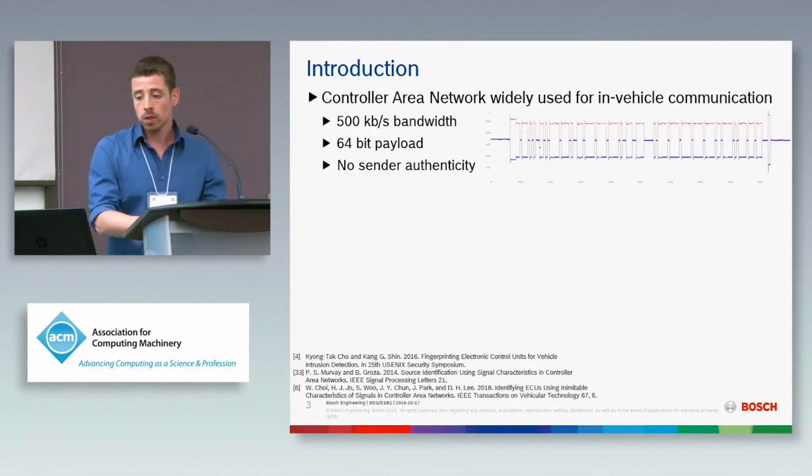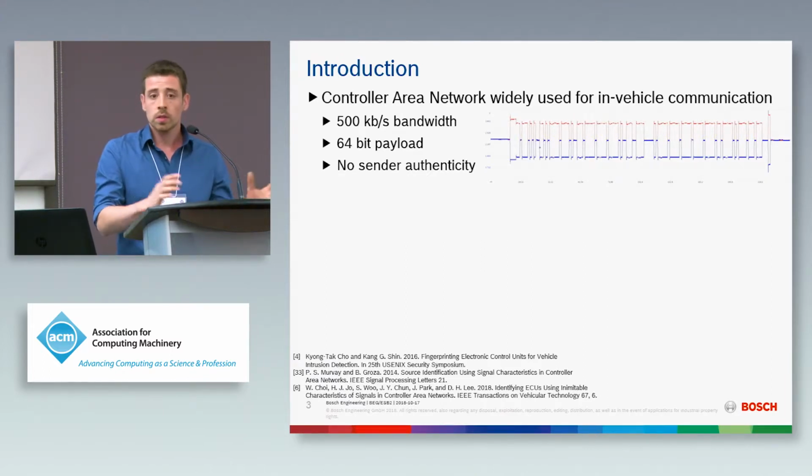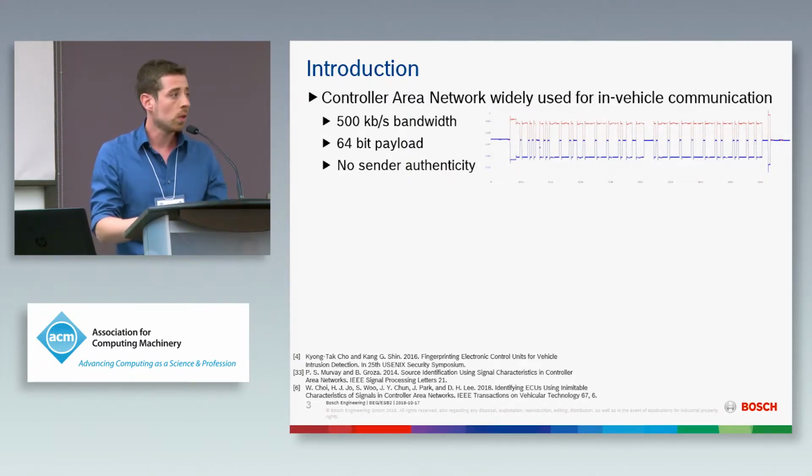We look here into the controller area network, which is the most used communication bus in the in-vehicle area, and a signal is transmitted over 2 wires, CAN high and CAN low. CAN low is the inverse of CAN high, and the difference between them is the actual signal. CAN provides a bandwidth of 500 kilobits and has a payload of 64 bit, and it offers, as already mentioned, no sender authenticity.